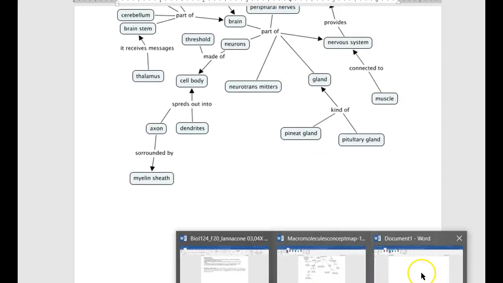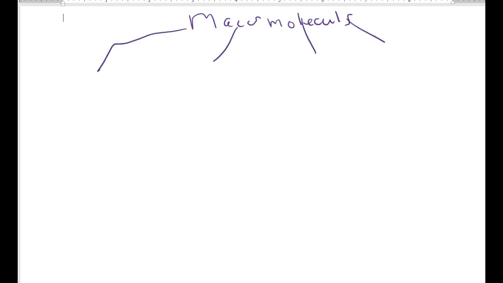Physically, to organize it, you can start at the top and write macromolecules, and then have coming off of it proteins, carbs, nucleic acids, and lipids.